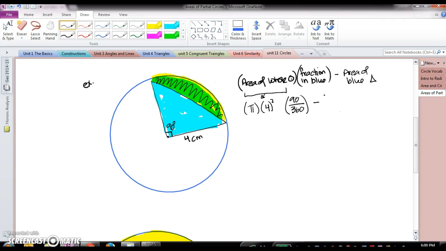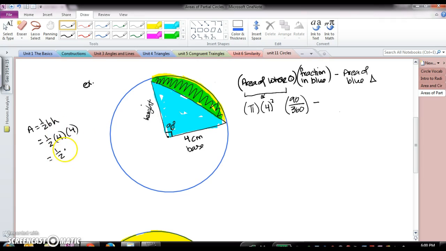So let's see, formula for the area of a triangle, I'll write that over here. That's 1/2 base times height. And if you remember, the base and the height have to form a 90-degree angle, right? So it looks like this is my base and this is my height. But they're both also radii to the same circle, so that means they're both 4.